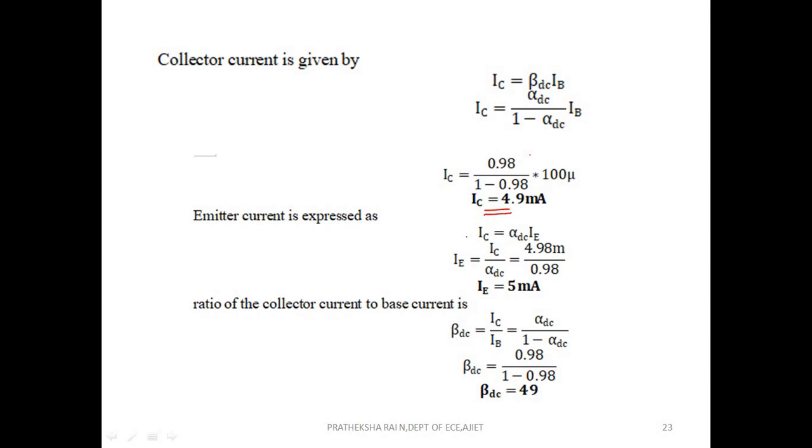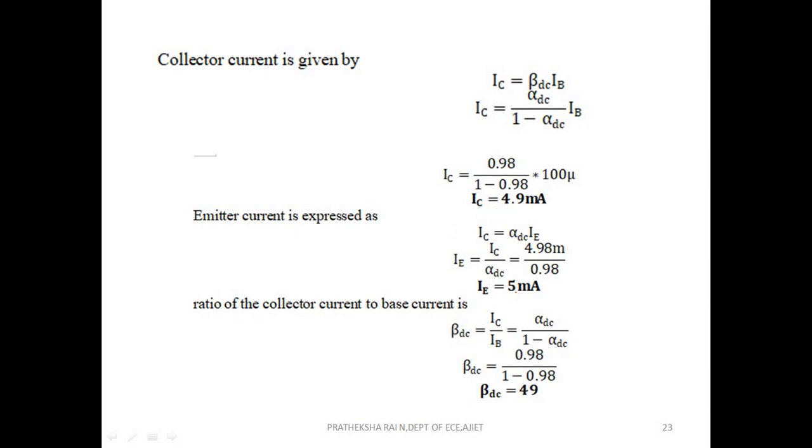How can you find it? You know this equation, IC is equal to alpha DC into IE. So IE is equal to IC divided by alpha DC. Substituting the IC value which you got here and alpha DC which is already given, 0.98, we will get IE is equal to 5 milliampere. Now the ratio of collector current to base current, beta DC, is equal to IC divided by IB, or alpha DC divided by 1 minus alpha DC. So substituting that, beta DC will be 49.